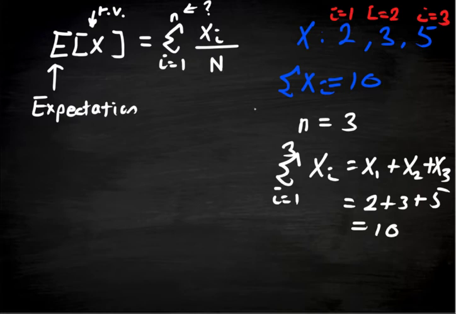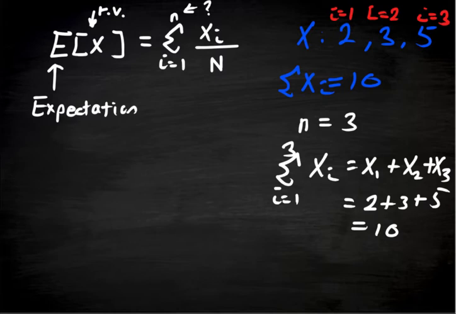Now let's go back to the expectation. The expectation, like I mentioned earlier, is just average. What you're doing is taking the sum of all the values in your data and dividing it by the number of elements, or sample size. And so the sample size is n, and the xi represents each of the values of your data.